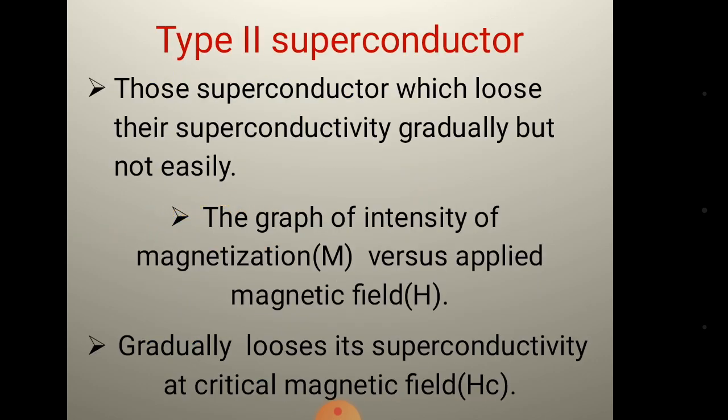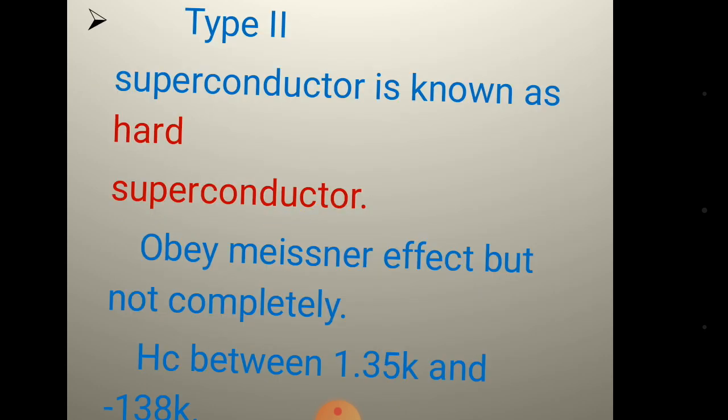Next one is type 2 superconductor. This type of superconductor loses its superconductivity slowly, not simply, as it is placed within an external magnetic field. We observe the graphical representation between magnetization versus magnetic field. The loss of superconductivity is slow. This type is also named a hard superconductor due to this slow loss of superconductivity. This type of superconductor obeys the Meissner effect but not completely.